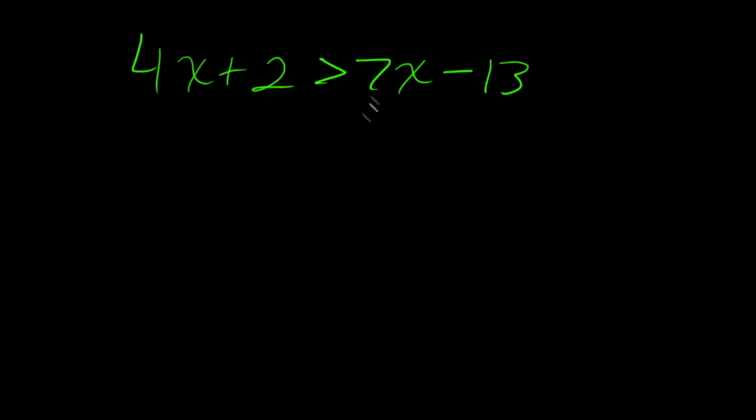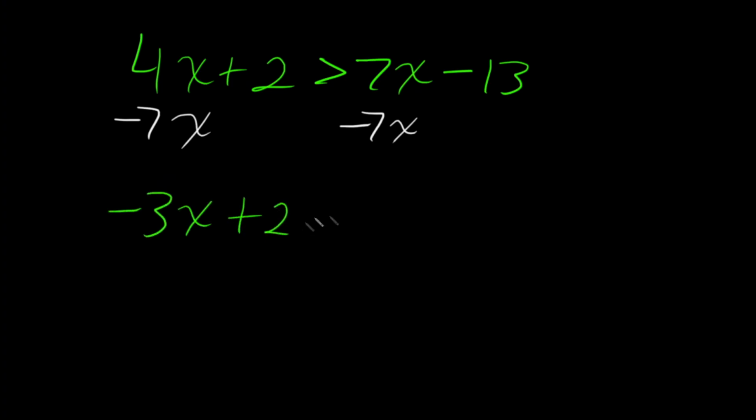Now, what if we had 4x plus 2 is greater than 7x minus 13? The same rules apply, we just need to get x isolated to one side and numbers on the other. Let's see what happens if we move the x's to the left side and the numbers to the right, and then we'll try the other way around to show how they both work. So let's start with subtracting 7x from both sides. 4x minus 7x gives us negative 3x. We still have plus 2 is greater than negative 13.